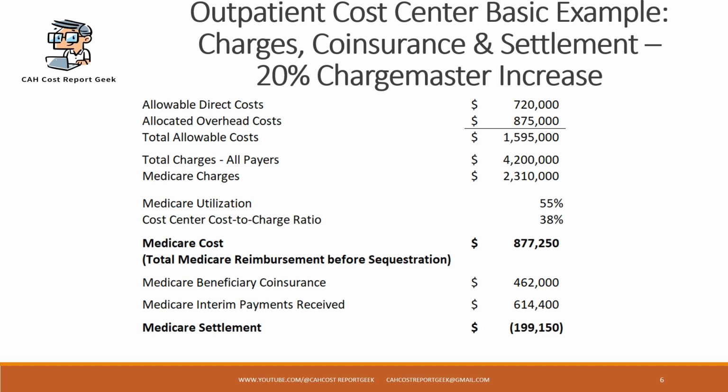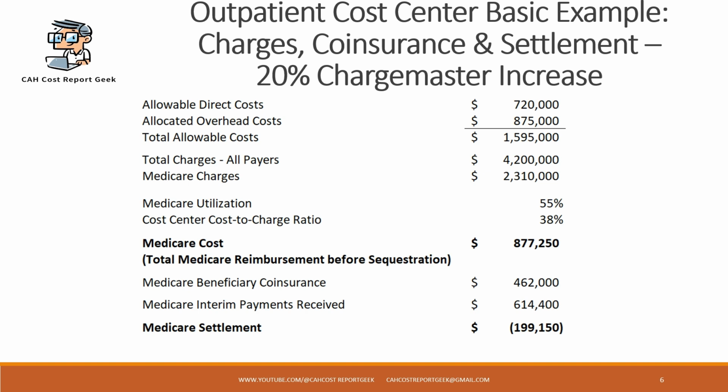Let's further examine the outpatient cost center scenario, only this time we'll introduce a 20% price increase in this cost center only. All things equal, the increased charges would increase the interim payments received. This is true in our example, as we collect $614,000 in interim payments compared to the $512,000 in interim payments received without the 20% price increase. What else do you notice? The coinsurance, 20% of gross charges, increased to $462,000 from $385,000 due to the price increase.